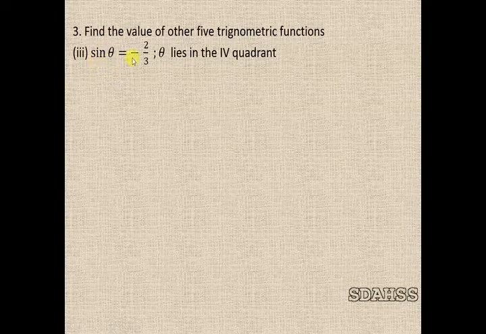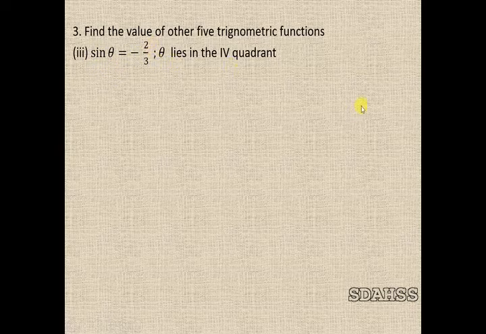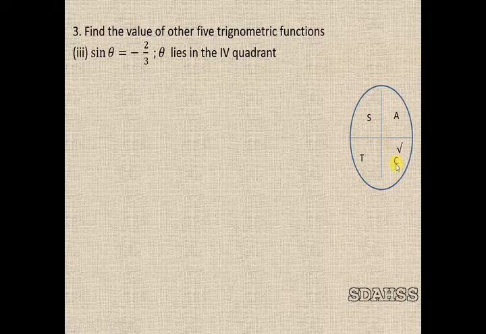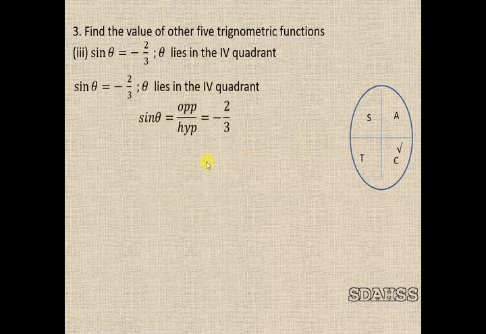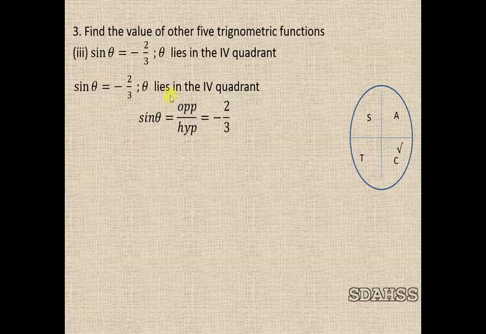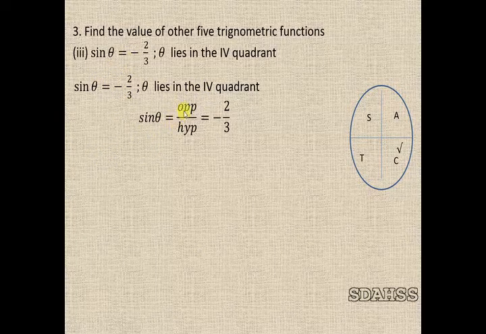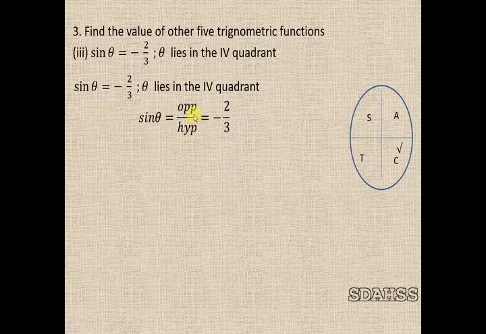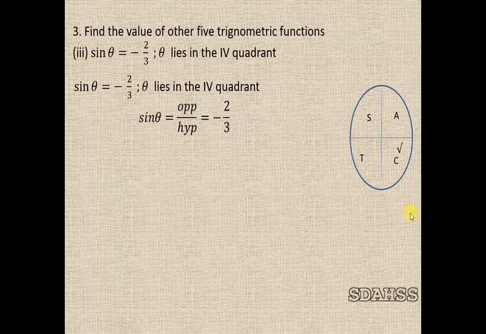Subdivision 3. Sin theta is equal to minus 2 by 3. Theta lies in the fourth quadrant. So in the fourth quadrant, cos and secant are positive. We know that sin theta is equal to opposite by hypotenuse, which is equal to opposite side 2 by hypotenuse 3.